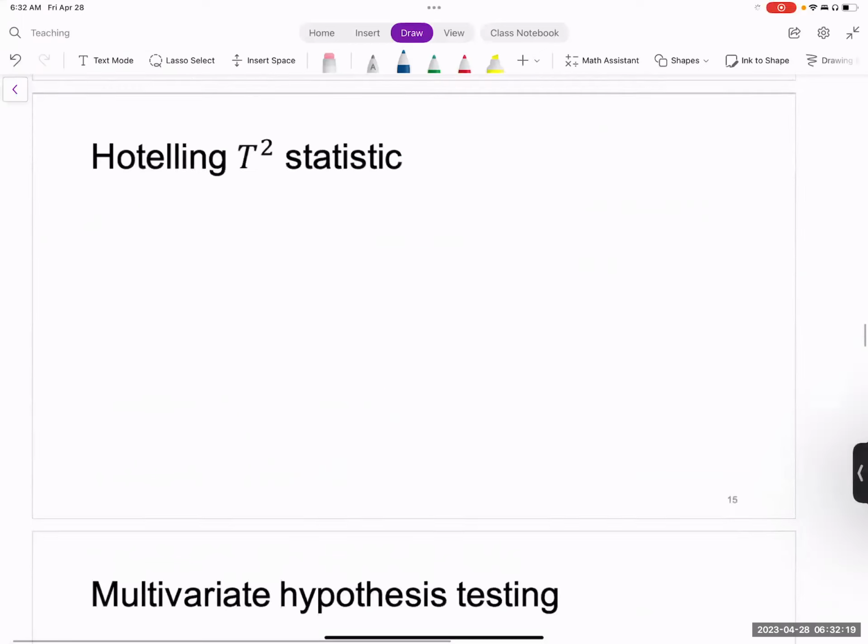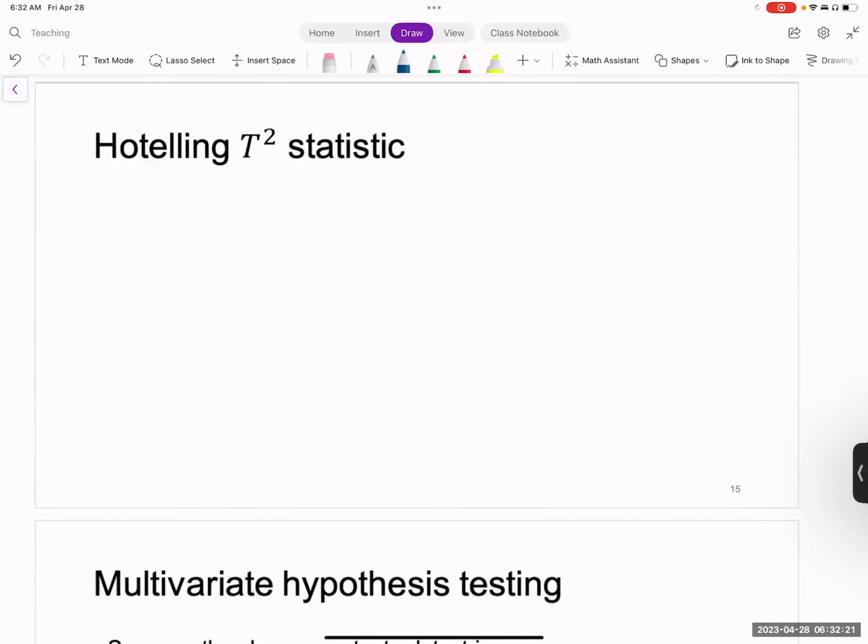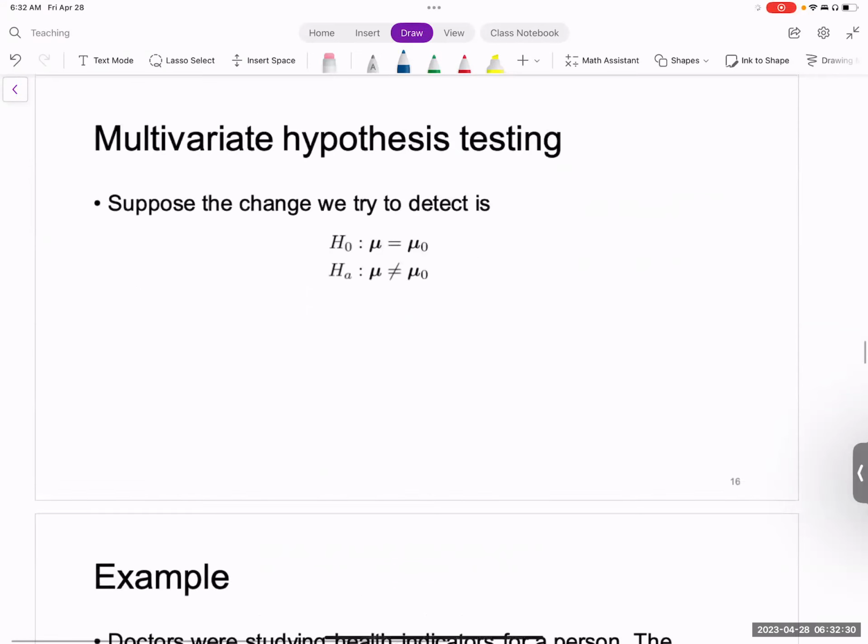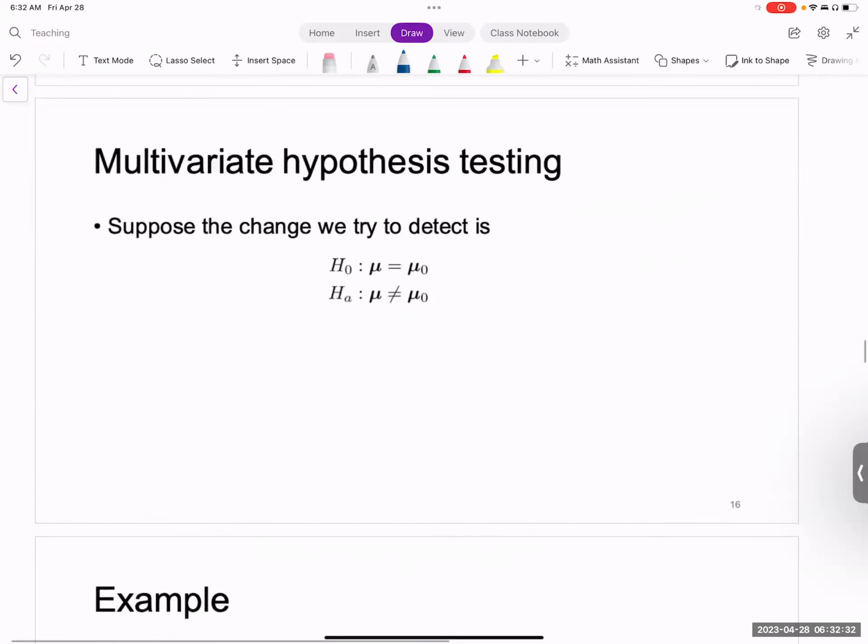Today we'll talk about three things. We have so far talked about multivariate statistics, and now we'll talk about three things based on multivariate statistics. The first one is multivariate hypothesis testing, and then we'll talk about two different control charts. The first one is when mean and covariance are known, and the second one when mean and covariance are unknown. All right, so the first thing is hypothesis testing.